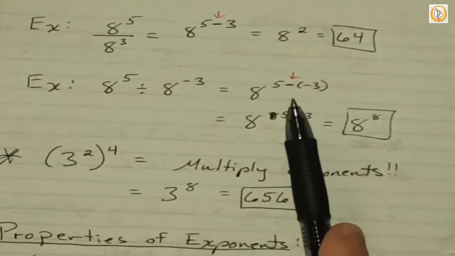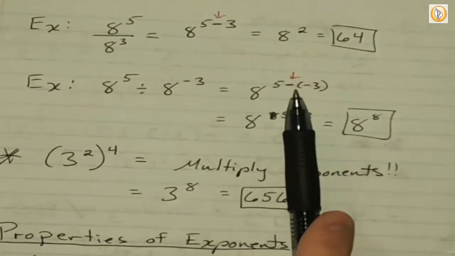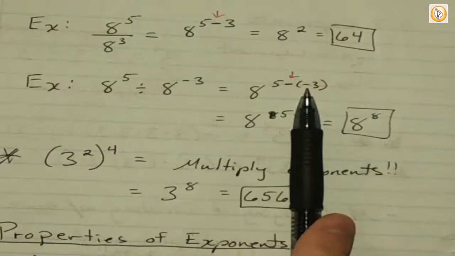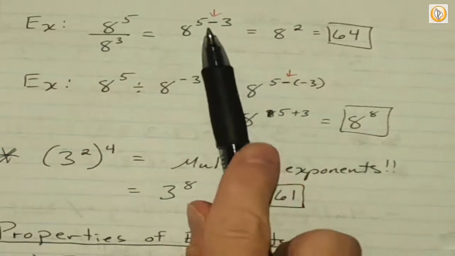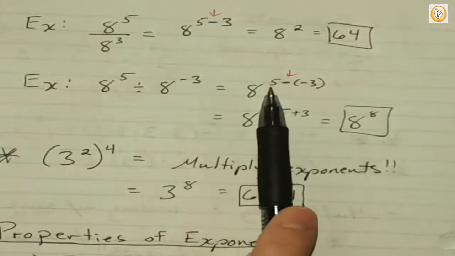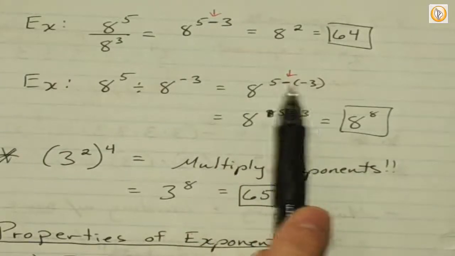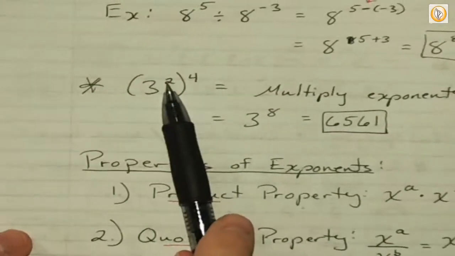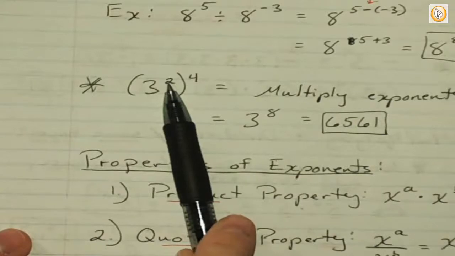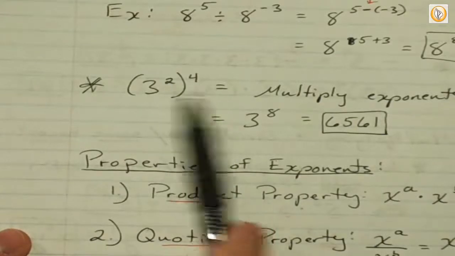For example, right here, common mistake. Kids want to leave off one of those negatives. You got to make sure you always have a negative there. So that if you have a situation like this, it becomes a plus. If you have an exponent inside and on the outside, you multiply them.